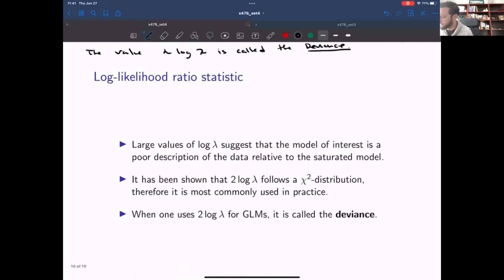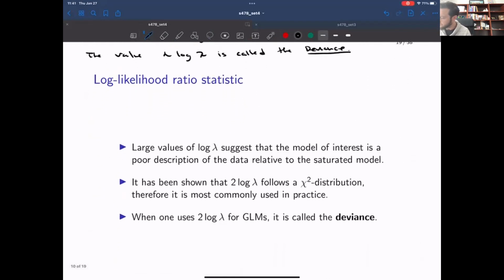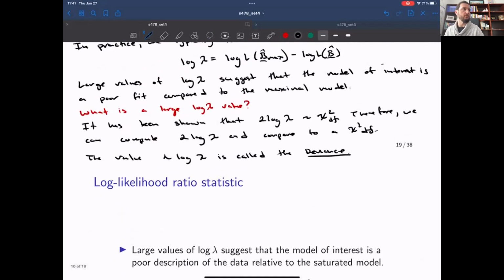Oh, look at that. I had that typed out on the next slide. Oh, that's embarrassing. Anyways, I just wasted a bunch of time.